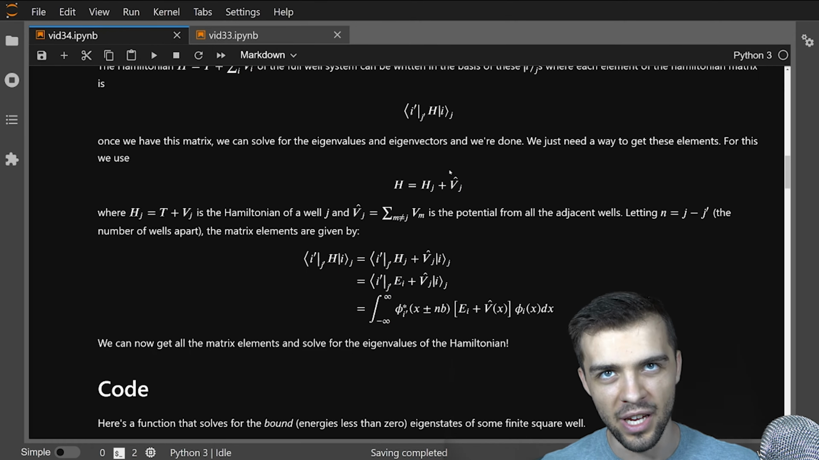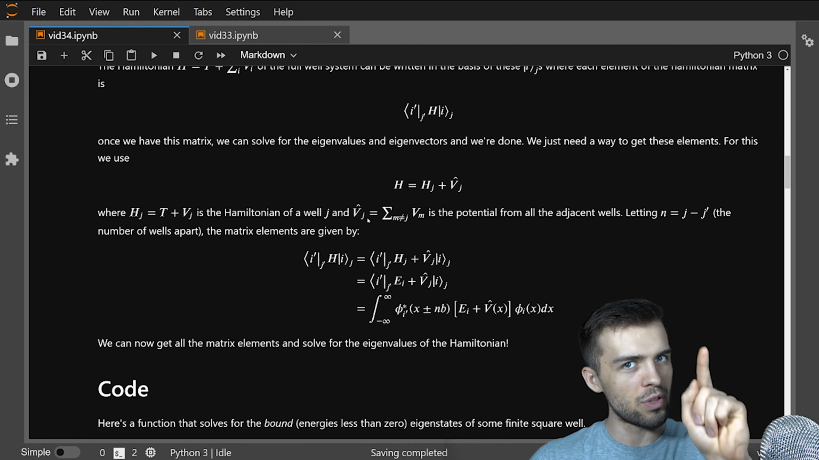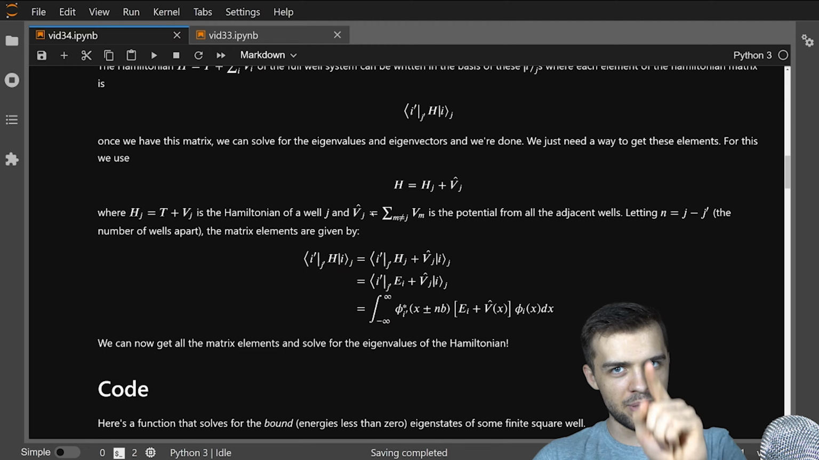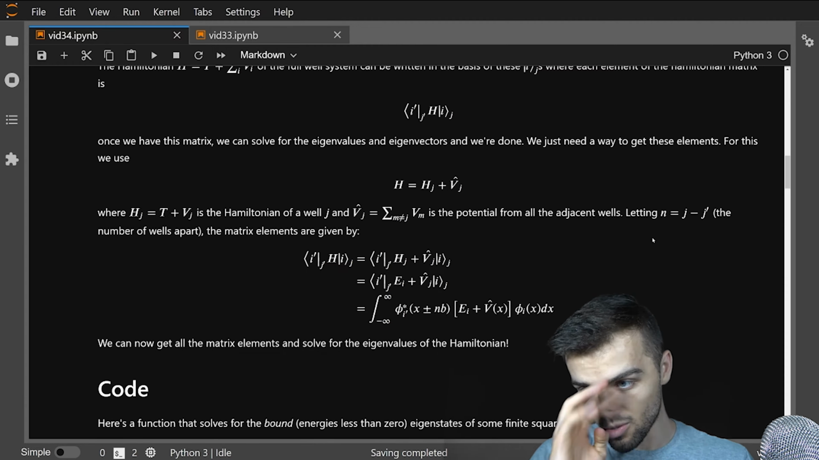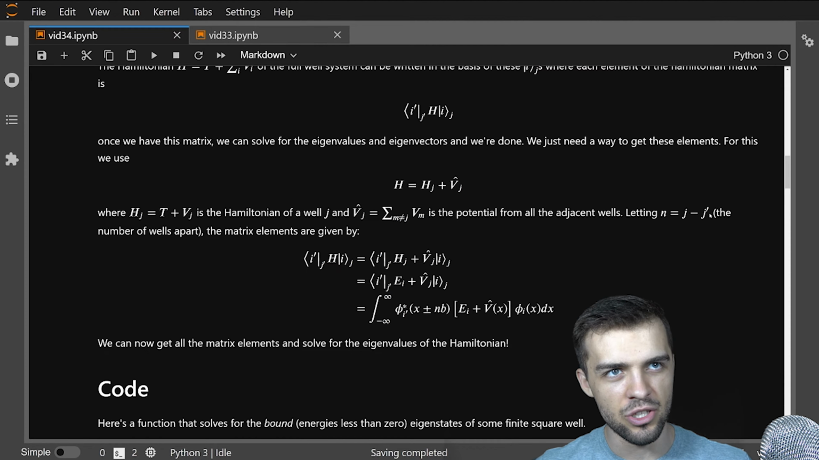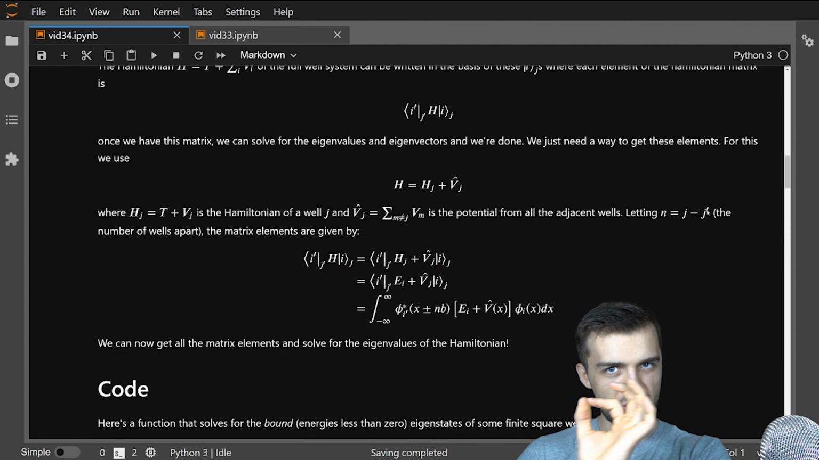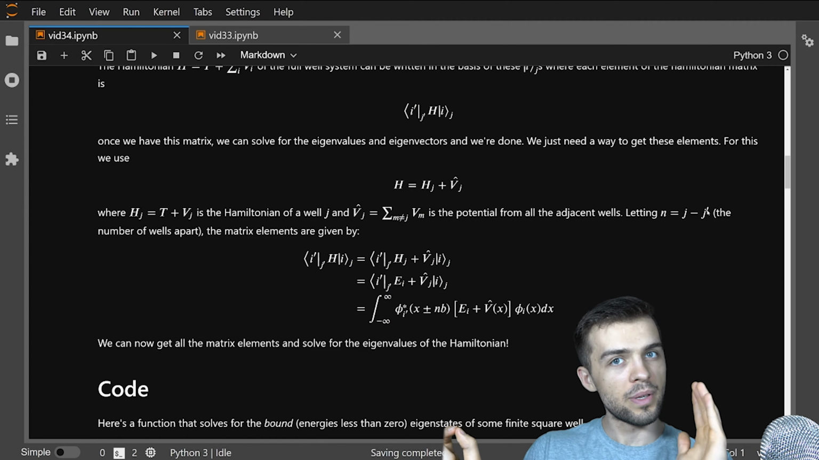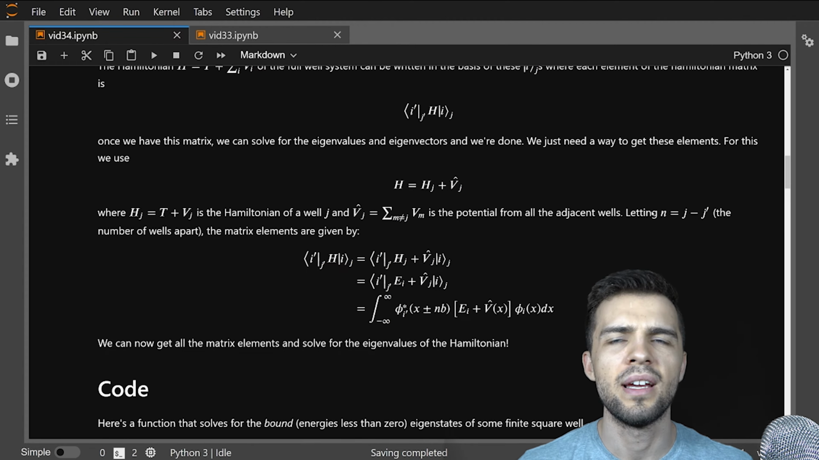And V hat j, right? So I have Vj here. V hat j is the sum of all the other wells except for the jth well. So it's all the potential of all the wells except for the jth well that you're considering. And so what I'm going to do is define n as j minus j prime. So j prime is just an index of some other well, and n is the number of wells between the jth well, which is the one you're considering, and some arbitrary well. That's like the spacing of wells, the number of wells apart.